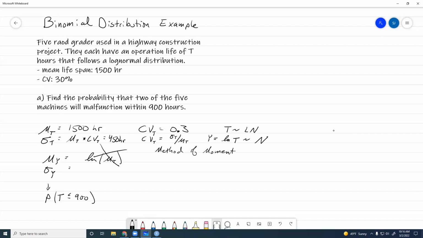And so the method of moments for the log-normal distribution says that we can calculate mu of Y as ln of mu X minus 1/2 sigma Y squared. And then sigma Y is going to be the square root of ln of 1 plus sigma X over mu X, that's the coefficient of variation, squared.